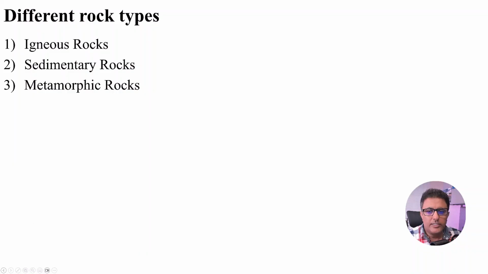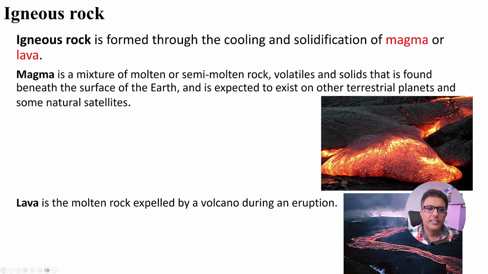In general, rocks can be divided into three categories: igneous rocks, sedimentary rocks, and metamorphic rocks. Igneous rocks are those rocks that are formed through cooling and solidification of magma and lava. And magma and lava are those molten materials that come out of volcanoes.